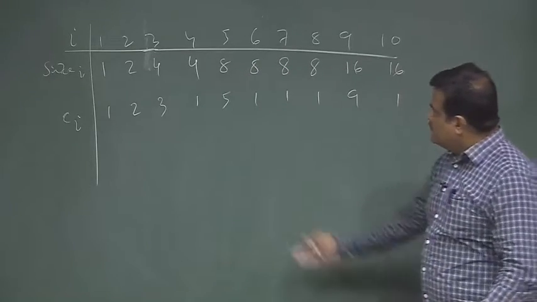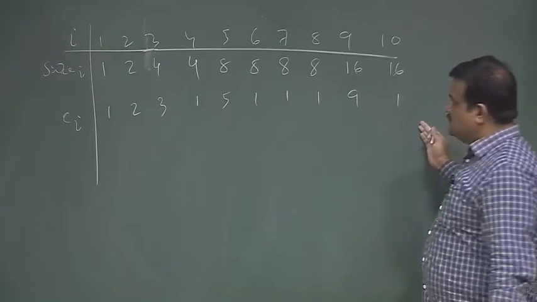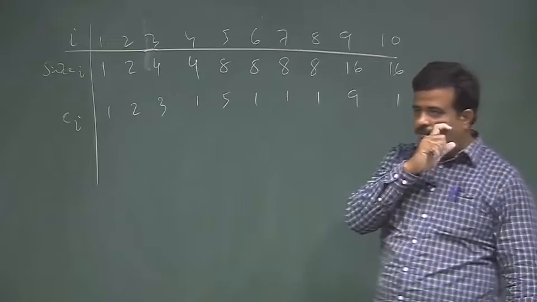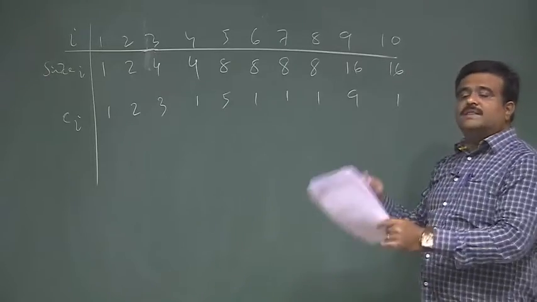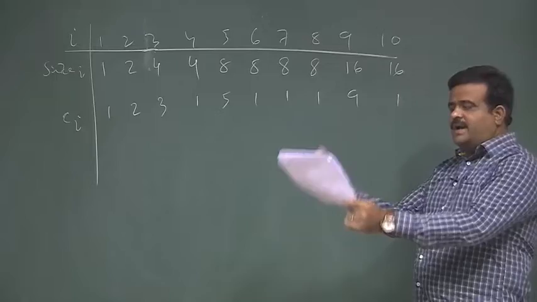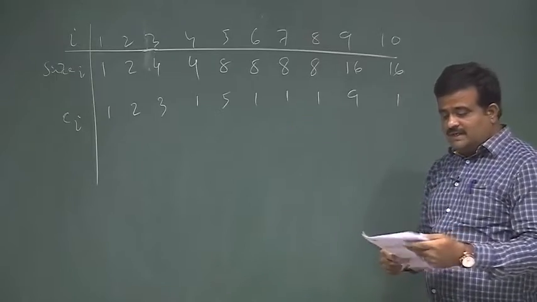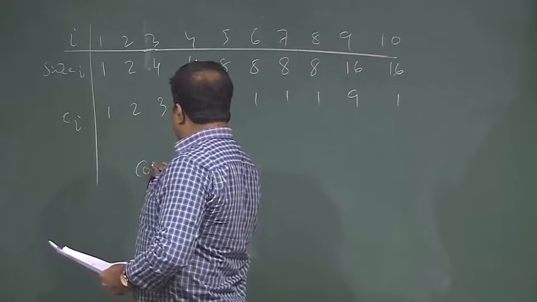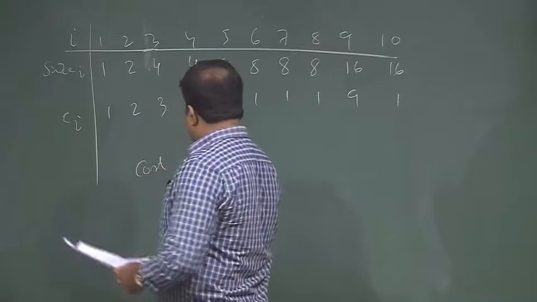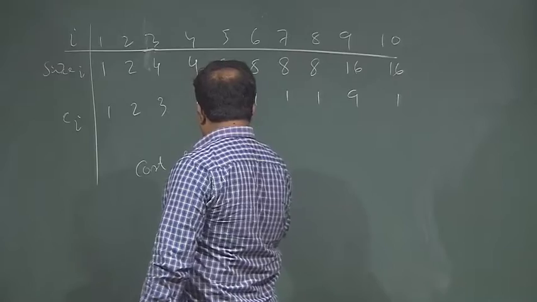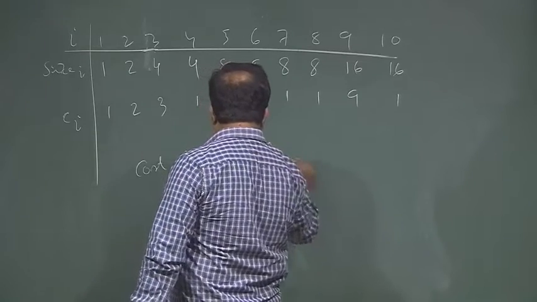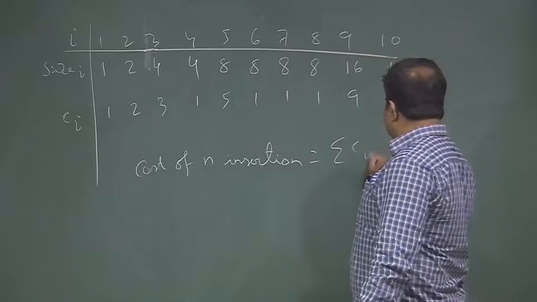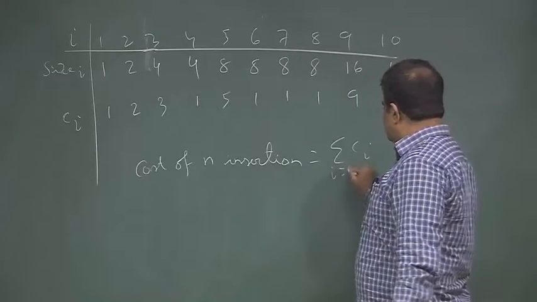See, in most cases it is 1, but in a few cases where i minus 1 is a power of 2, we have to have a new table and copy every item there. So if we add this up, the cost of n insertions is not theta n for all; it is basically the summation of c_i, i equal to 1 to n.